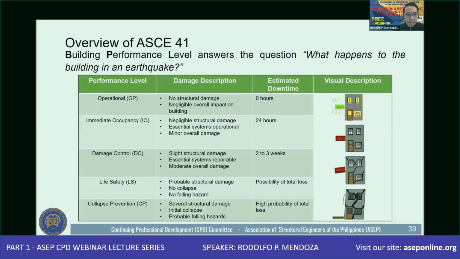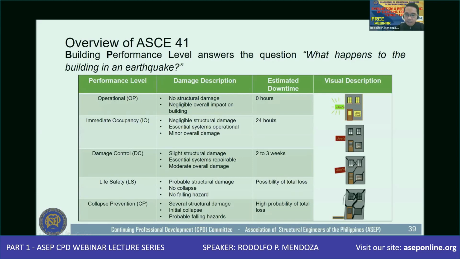Would it be operational? That means after an earthquake, you don't need to move out of the building. You stay in the building, automatically it's operational. Would it be immediate occupancy? That means there's damage, but the damage is negligible and you can return to the building within 24 hours. Or could it be life safety, where there is a possibility of loss, or collapse prevention, where there is a high probability of loss or collapse?